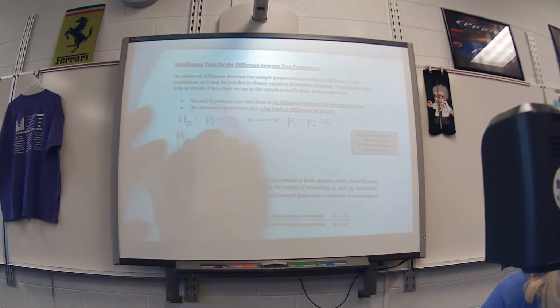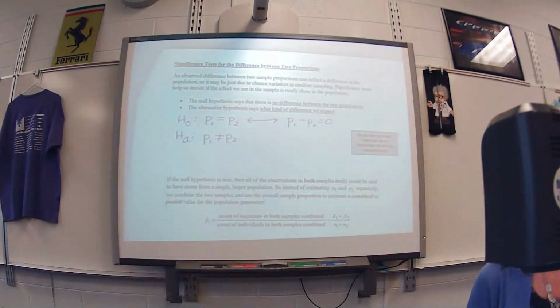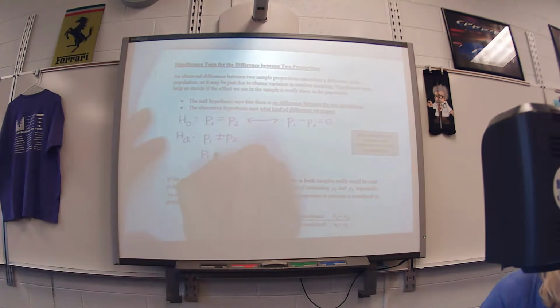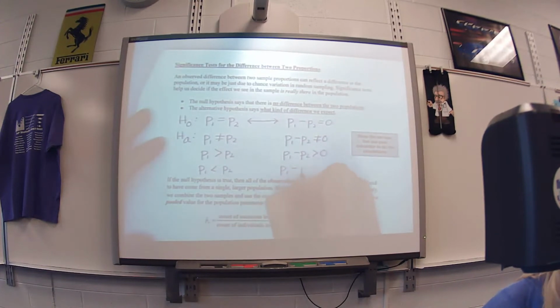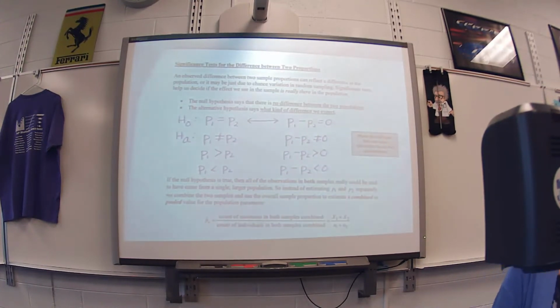Now you also know that your alternative hypothesis has to use a not equal to. So first of all, you could say there is a difference. They're not the same. You could have said P1 is greater than P2. You could have said P1 is less than P2. And changing all of these by subtracting P sub 2, we could then switch them all into statements that compare to 0, which is super common, okay?